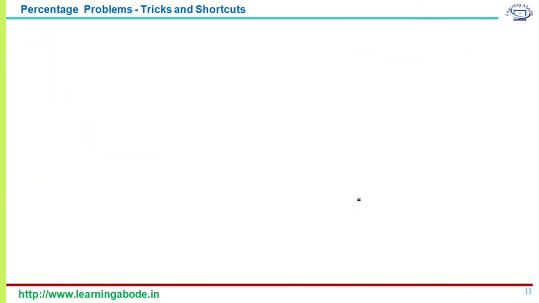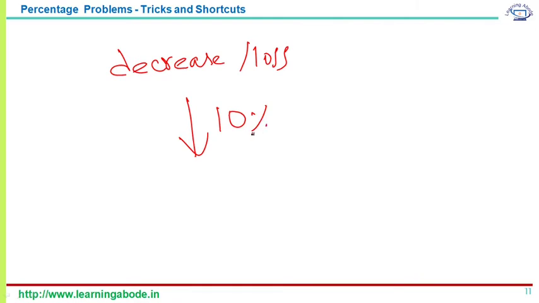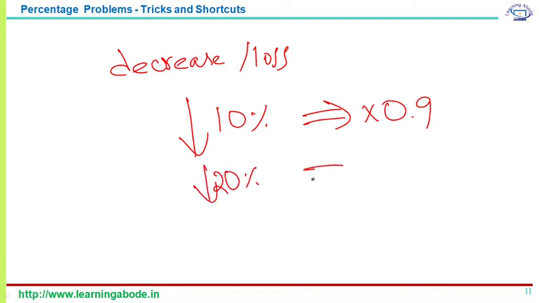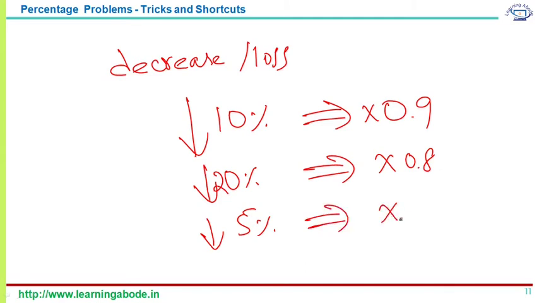Also, what if there is a loss, a decrease? In case of a decrease or a loss, let's say there is a 10% decrease, or a 10% loss, or a 10% discount, or a 10% depreciation, the multiplying equivalent is: if there is a 10% decrease, you multiply by 0.9. If there is a 20% decrease, you multiply by 0.8. If there is a 5% decrease, you multiply by 0.95, and so on.